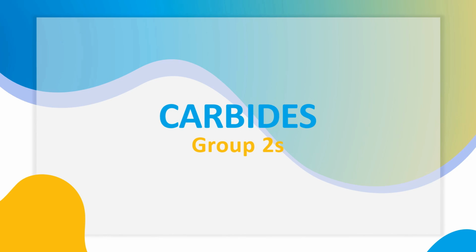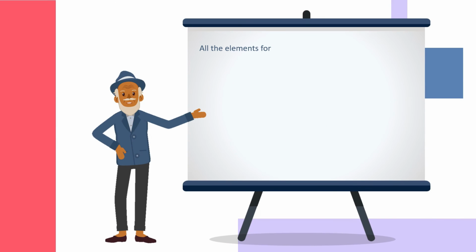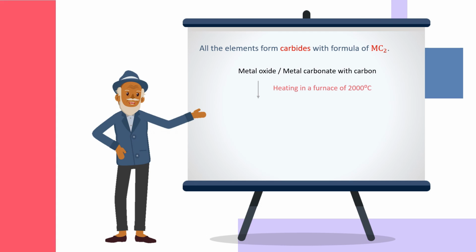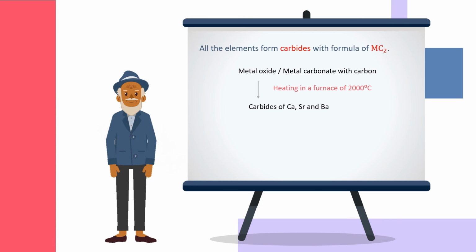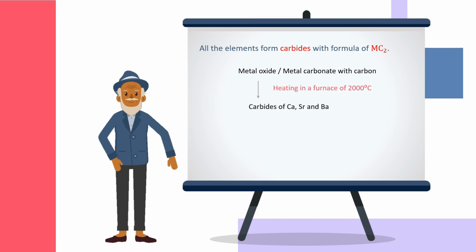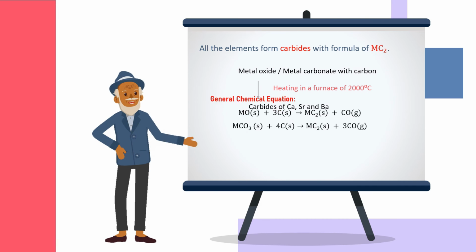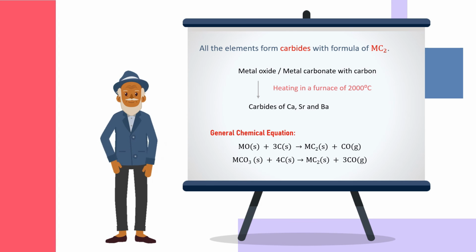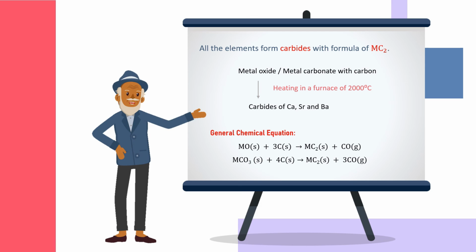Carbides. All the alkaline earth metals form carbides. Carbides of calcium, strontium, and barium can be formed by heating the metal oxide or metal carbonate with carbon in a furnace at 2000 degrees Celsius. Here is the general chemical equation. The first equation is the metal oxide reacting with carbon, while the second equation is the metal carbonate reacting with carbon.